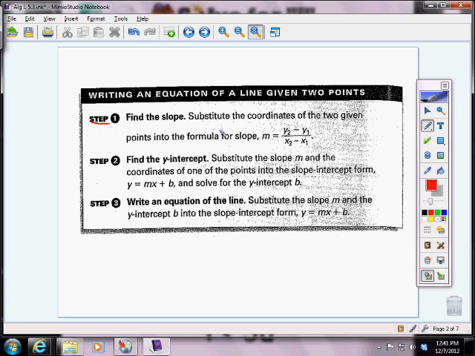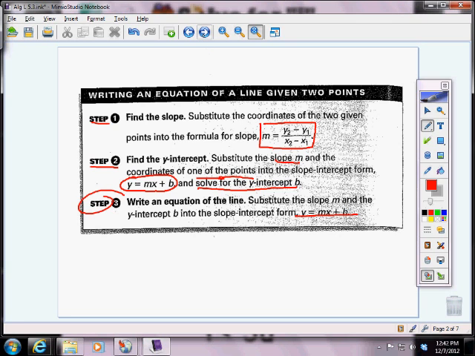Step 1 says find the slope. One way to find the slope when given 2 points is to use our slope formula, y2 minus y1 over x2 minus x1. Okay? We also need to find the y-intercept. Remember, we've done that before. Given the slope, which we'll be able to find, and a point, we're going to substitute it into our slope-intercept form and solve for b. So find the slope using the slope formula, use the slope and one of the points to find b, and then once you have those two things, you get to write the equation, y equals mx plus b.